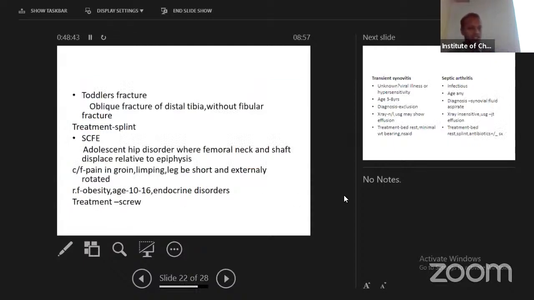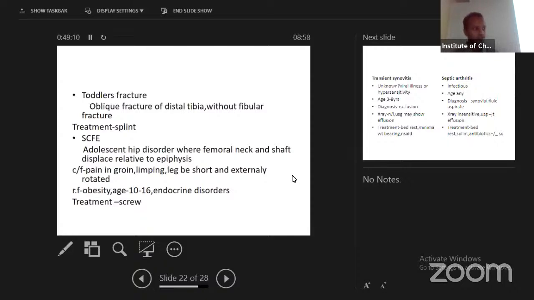Some of the orthopedic pathologies causing limping. Toddler's fracture, it is an oblique fracture of the distal tibia without fibular fracture. The treatment is splinting. Slipped capital femoral epiphysis. The risk factors associated with this condition are obesity, age between 10 to 16 years, and endocrine disorders. In this condition, there is pain in the groin, limping.